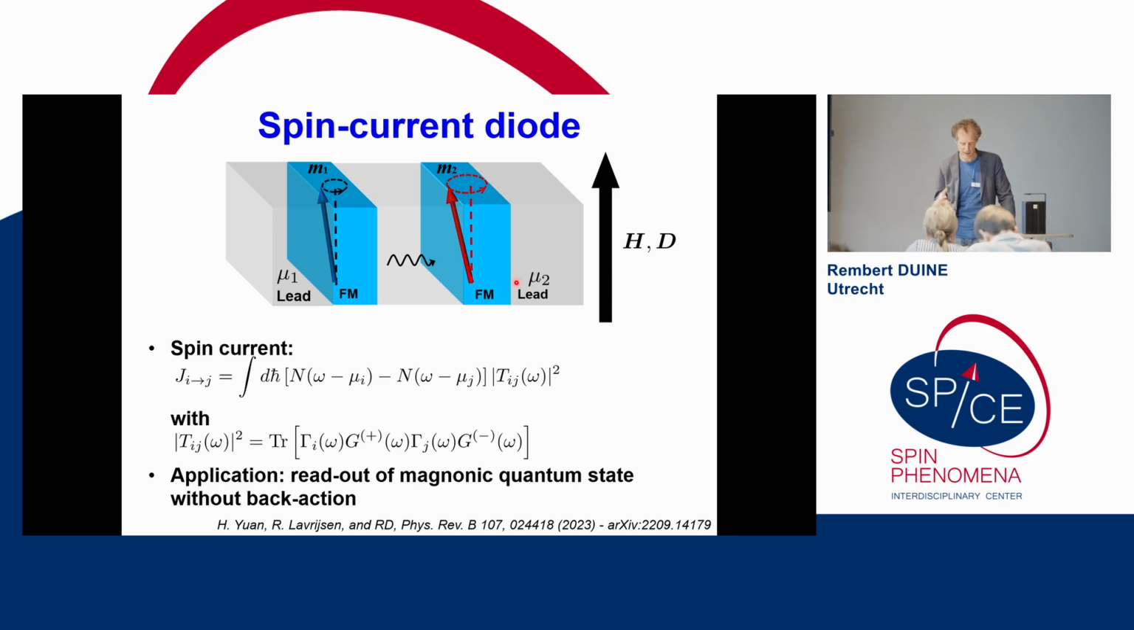I cut out the plots of this transmission function. This transmission function is given in terms of a Fisher-Lee-like expression in terms of the scattering rates in and out of the reservoir and the magnon Green's functions.